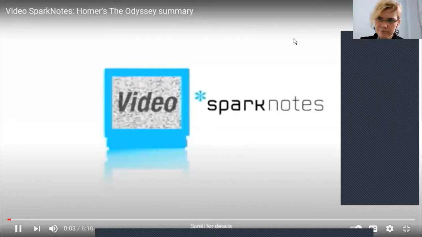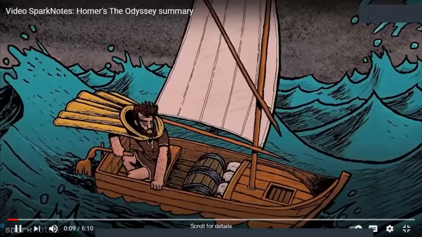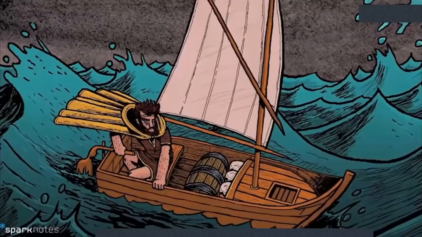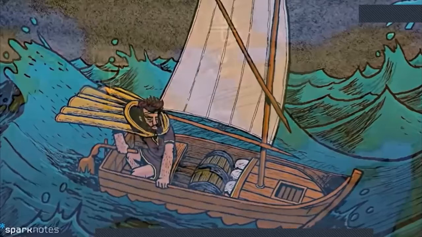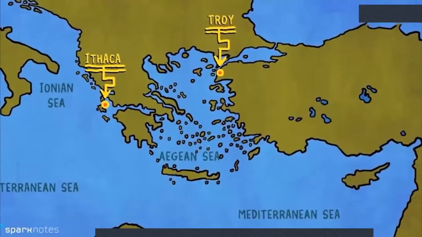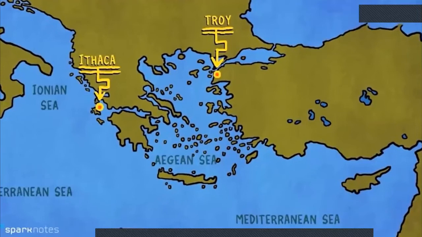The Odyssey is about Odysseus' journey home after the Trojan War. Odysseus is a Greek. He's the king of Ithaca, and before the start of the poem, he and the other Greeks laid siege to the city of Troy, located in what's now northwestern Turkey. The war lasted for 10 years.